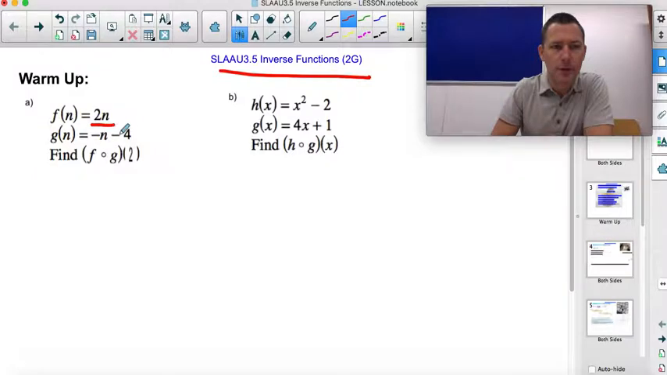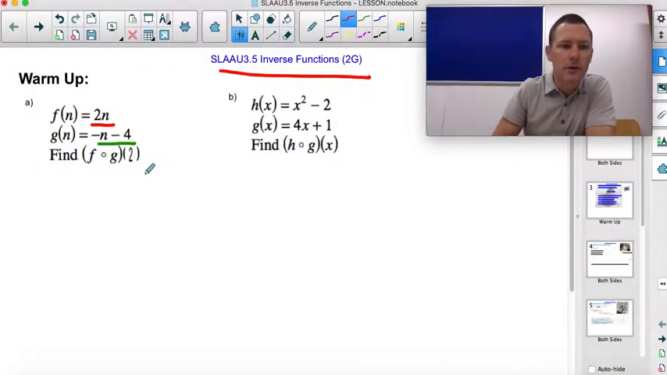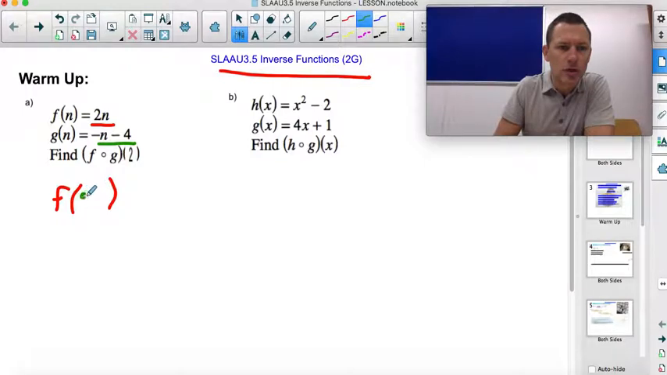Okay, so let's call this f of n, and let's call this g of n, and so we're looking for f of g of 2. If you wrote that out, you'd say I want f of g of 2, right? So we're just trying to find a value, so you don't have to necessarily write all of it out, but you might have to for b.